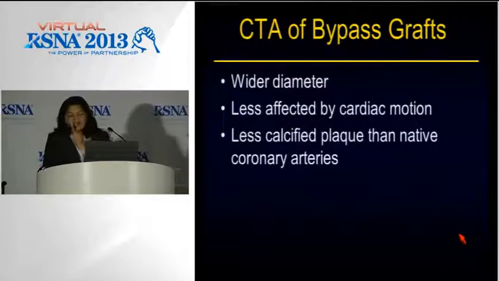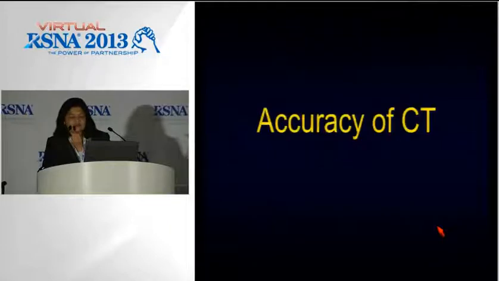So the grafts are easier to image with CT because they are of a wider diameter, they are less affected by cardiac motion, and they have less calcified plaque than native coronary arteries. And in fact, the appropriateness criteria that came out in 2010, the second lot of these appropriateness criteria, which were revised, include bypass graft imaging as an appropriate indication for cardiac CT evaluation.